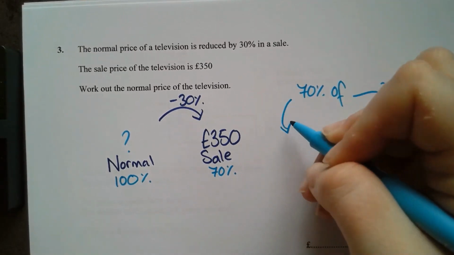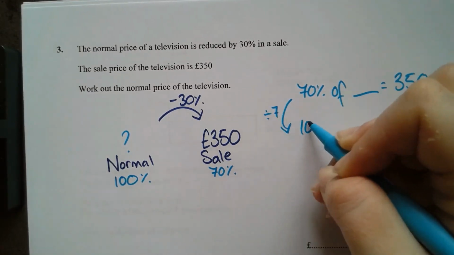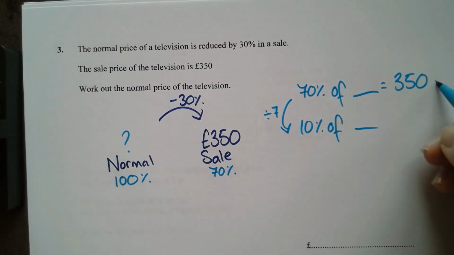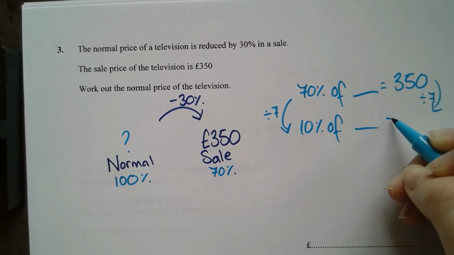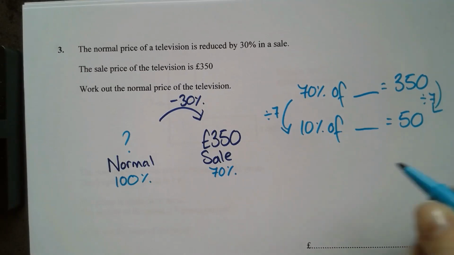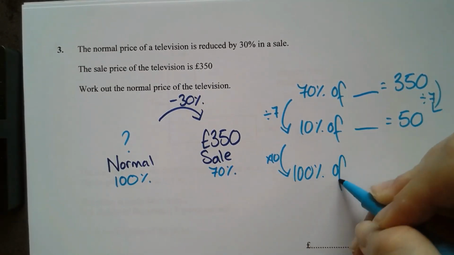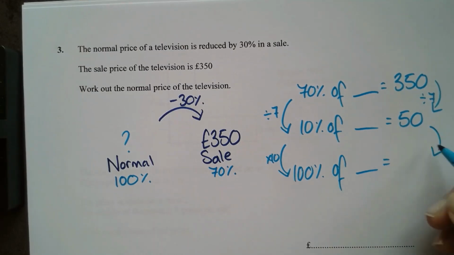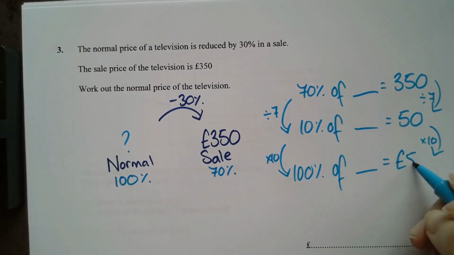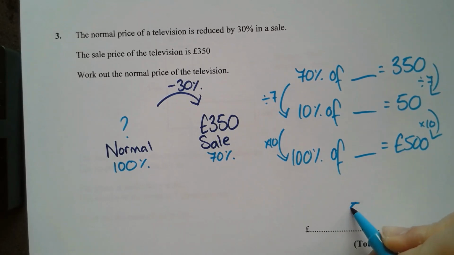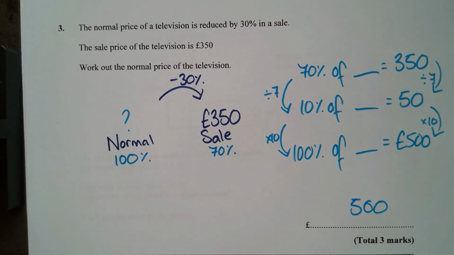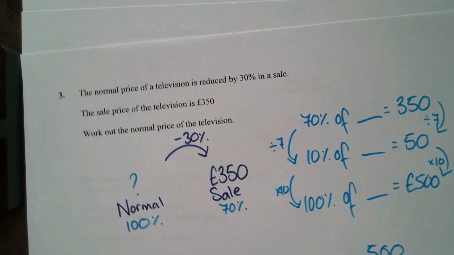I can divide both sides there by 7 to get me 10% of this thing I don't know, which is going to be £50. And then multiplying by 10 would get me to 100% of that thing I don't know, which is going to be £500. And that gives us our final answer. It is really tempting to use those decimals, but in a non-calculator paper it is way more complicated.